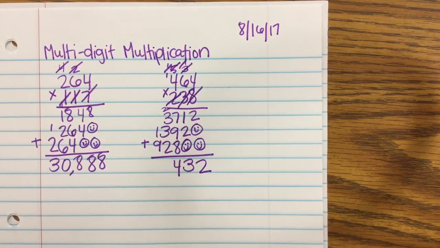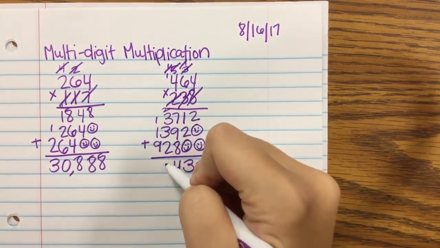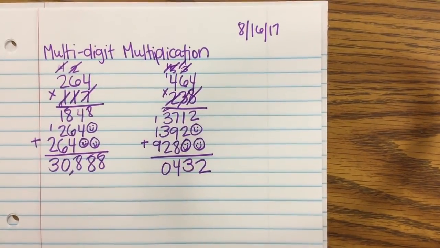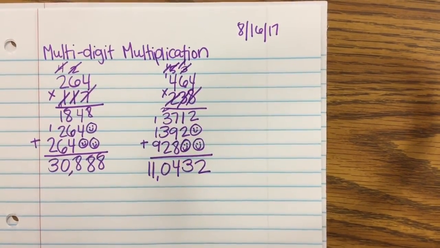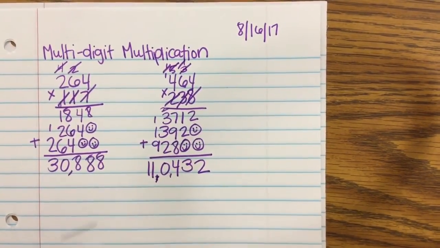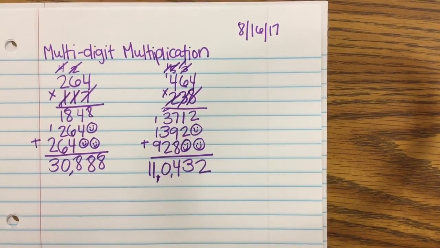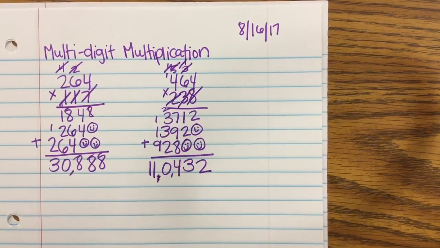Okay, so now I've got 3 plus 2 plus 2 plus 2. 10. And then 9 plus 1 plus 1. 11. Oh, I put my comma in the wrong place. Sorry. So, 110,432? Is that right? That's a huge number. Is that right? Yes, it's right.